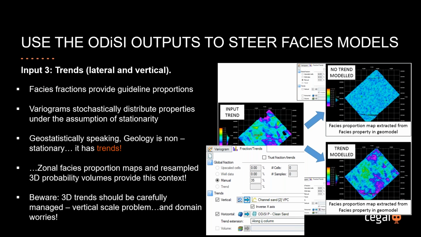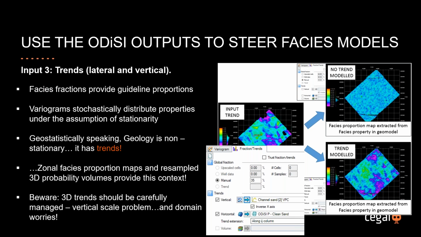But the reality is that geology is process-driven and presents itself in most cases as discernible trends. And so, in other words, it is by nature non-stationary. And so the aim of the game should be to impose this understanding of the geology on a model. And this is where the zonal Fascist proportion maps and resampled probability volumes from ODiSI are really powerful. The p-little Fascist maps in particular give us key information about where we might expect to find things like target lithologies. And these can be easily integrated through direct use as trends in the Fascist modeling process.